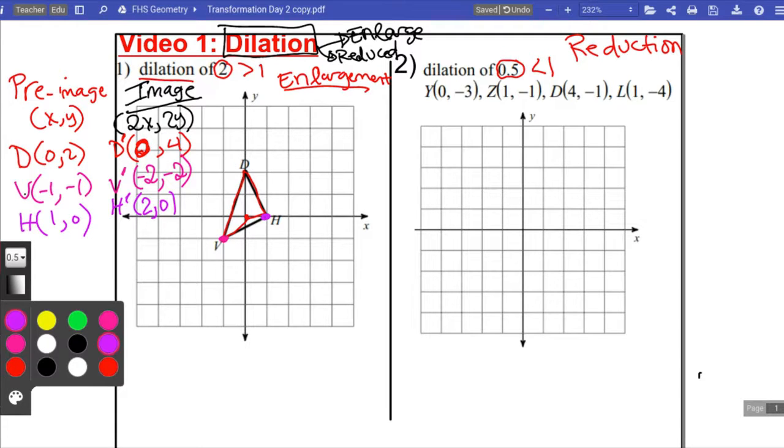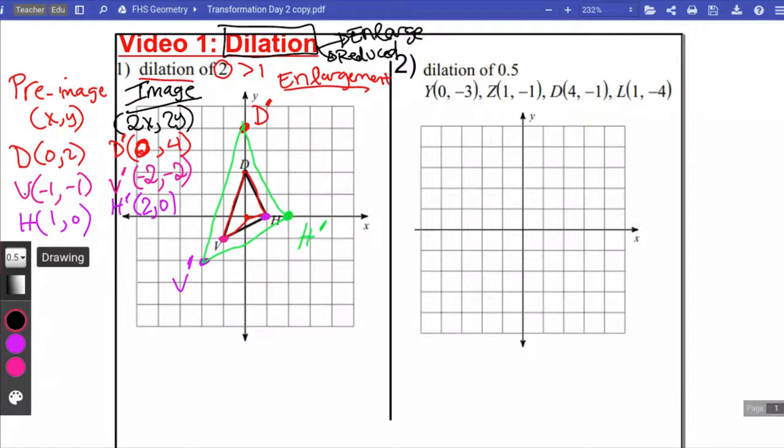Now we're going to graph this picture. Ready, set, go. All right, D is located at 0, 4. 1, 2, 3, 4. Boom. D prime. V is located at -2, -2. 1, 2, 1, 2. Boom. V prime. What's next? Where's H located? H is located at 2, 0. 2, 0 right here. H prime. Now just connect them. Boom, boom, boom.